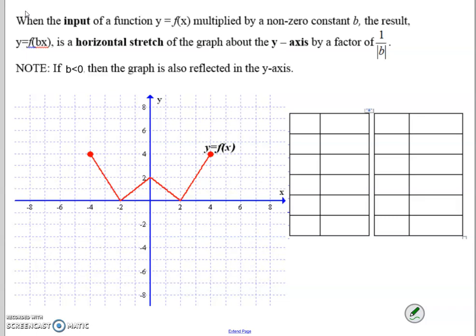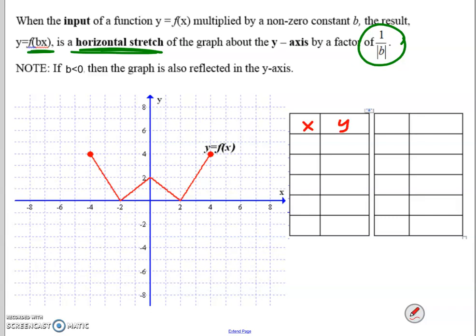When the input of a function is multiplied by a non-zero constant b, the b is inside, multiplying the x. So now we're adding in a b value. The b value is the horizontal stretch, but it's by a factor of 1 over b. Note that if b is less than 0, so that means if b is negative, it's also flipped left and right. So let's go through the same process here.